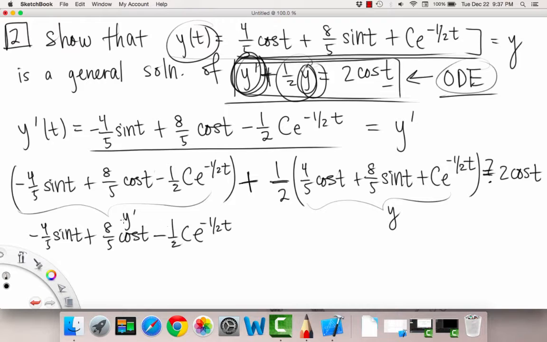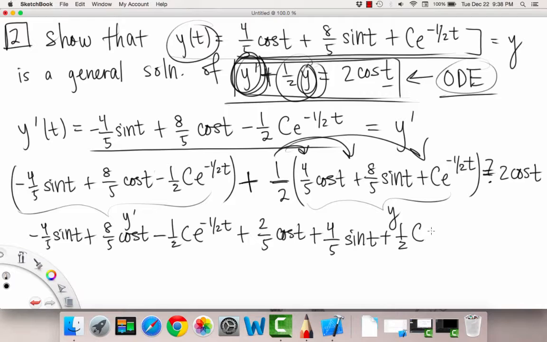Okay, so I just rewrote all of y prime, because now what I'm going to do is just distribute this 1/2 inside of our y terms, right? So now we have plus, and this will be 1/2 times 4 over 5 is a 2 over 5 now, so 2 over 5 cosine t. And then this is going to be plus 4 over 5 sine t, and plus 1/2 times c times e to the negative 1/2 t. And still, again, we are questioning whether it is equal to the right side, okay?